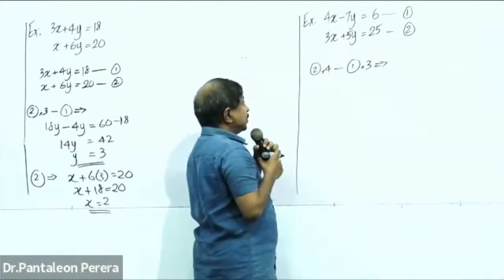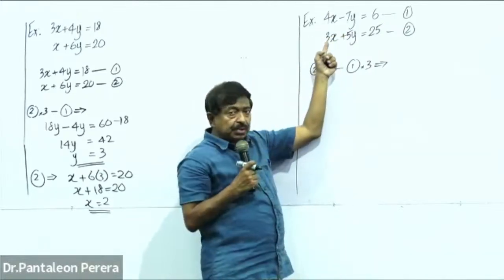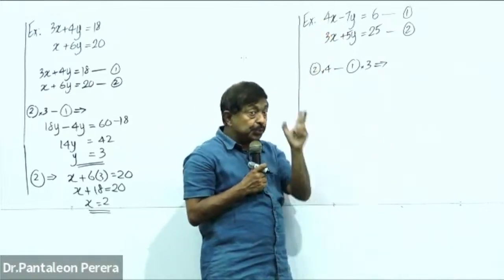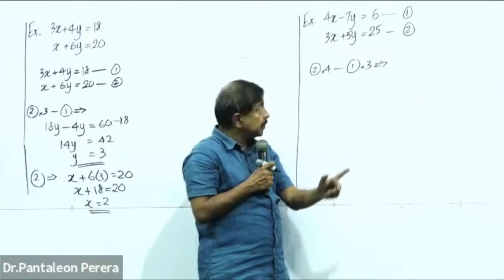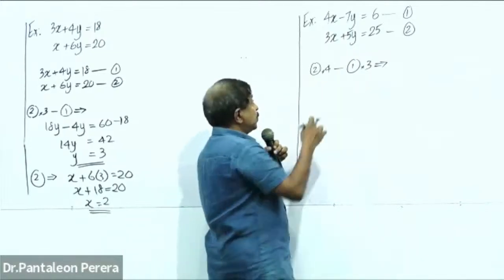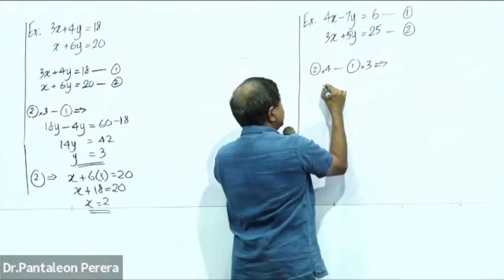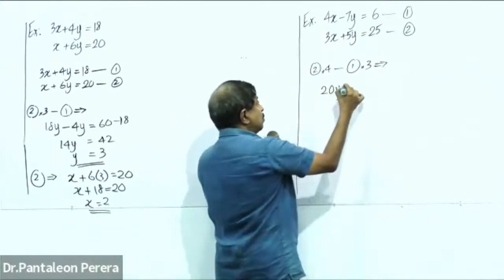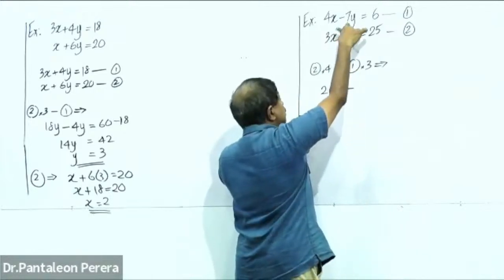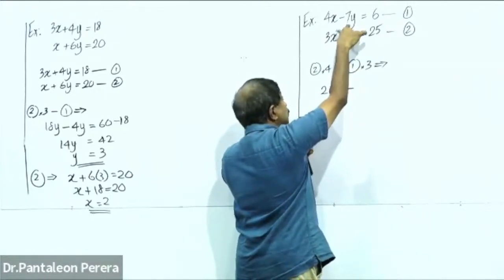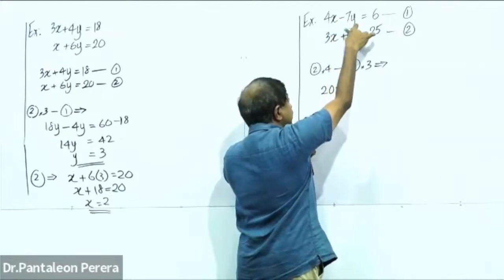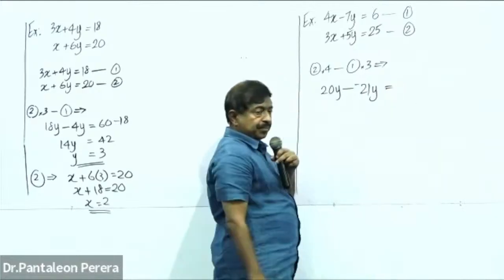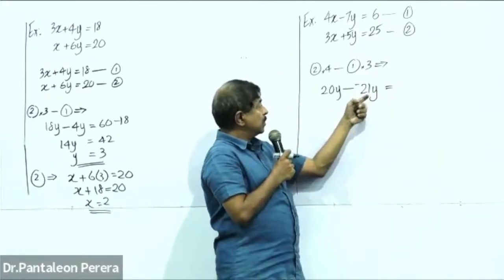Now, okay. Think about x's. When you multiply this by 4, it will make it 12. This is also 12. When you subtract, that is gone. So you don't have to write that. Now go for this. Okay, you multiply this by 4. That will make it 20y. Minus, you multiply this by 3. What would you get? You get minus 21y. Minus 21y. Right?